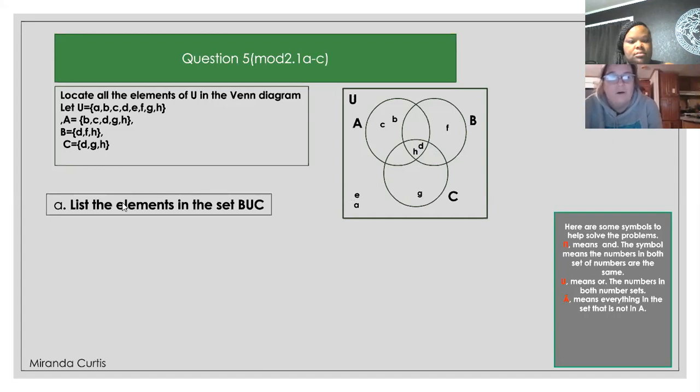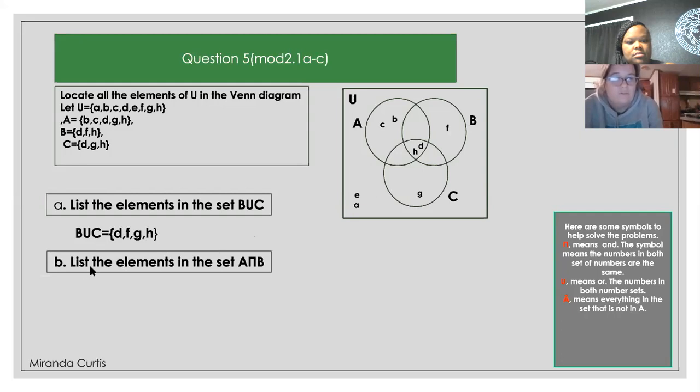Okay, so our question says, list the elements in this set B. The U stands for union. And if we look over here in our help bubble, it means that it's in both sets of numbers, because these little wiggly things mean it's in a set. So we're looking for B union C. So what's it going to give us? It's going to give us D, F, G, and H.